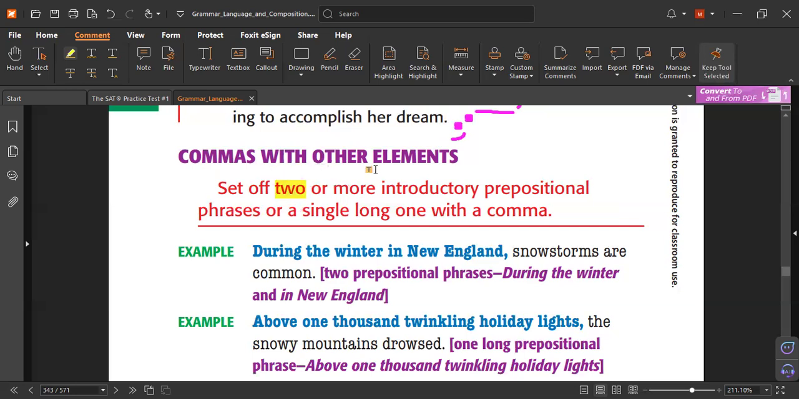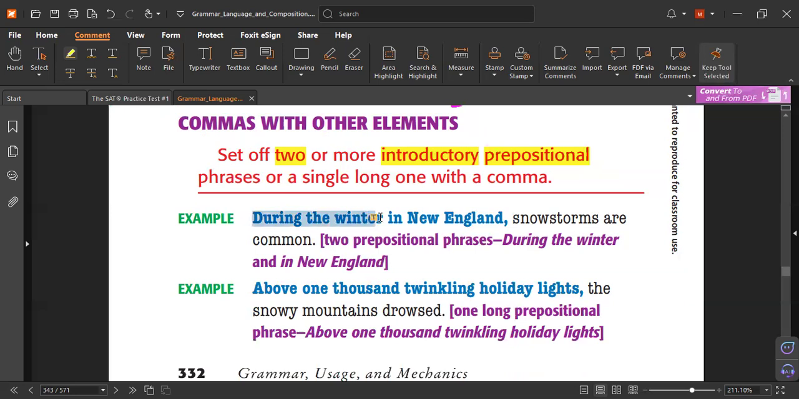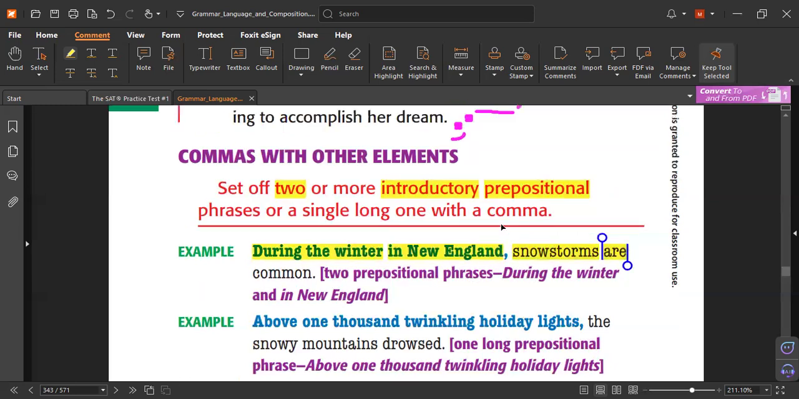If you use two or more introductory prepositional phrases or a single one, use a comma. Here, for example, is a prepositional phrase. I know it because it starts with a preposition. Another prepositional phrase again. So yes, before you start the sentence, you need a comma. So memorize it like that.